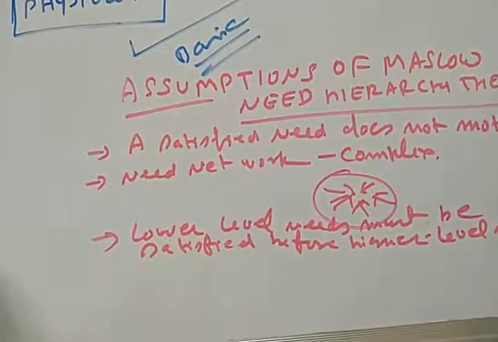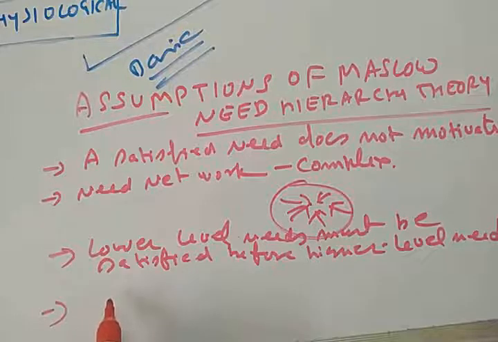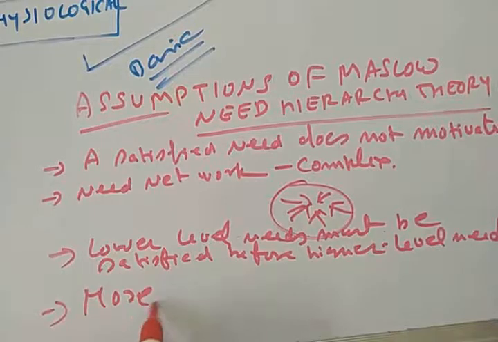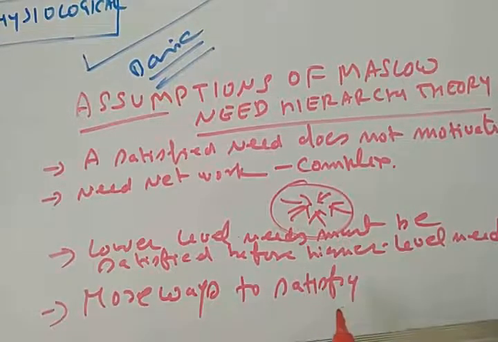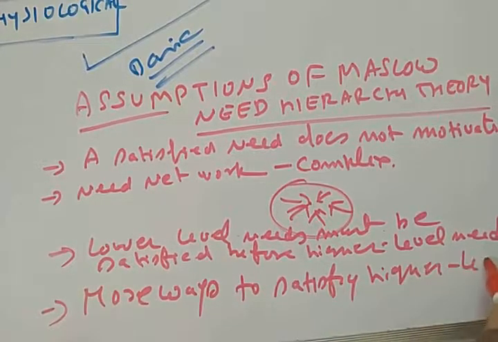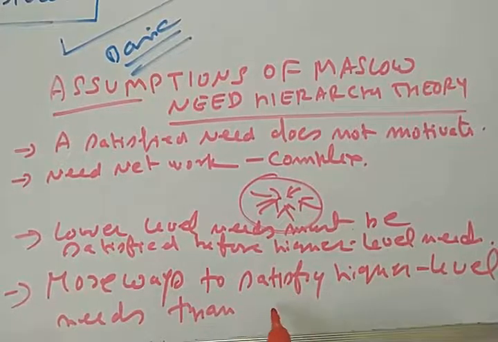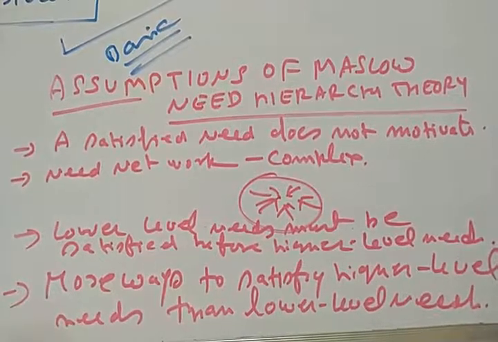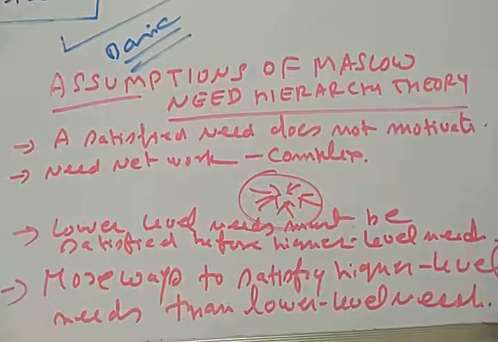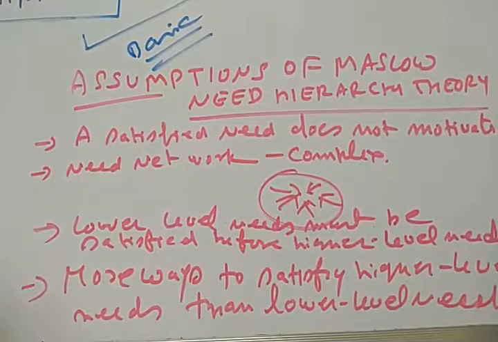Clear? Now, there is one more assumption of Maslow's need hierarchy theory. That is, there are more ways to satisfy higher level needs than lower level needs. Lower level needs are normally satisfied in some selected manners only. But as you go upward, so you have more ways to satisfy higher level needs. Clear? Now let us see the description of these needs.